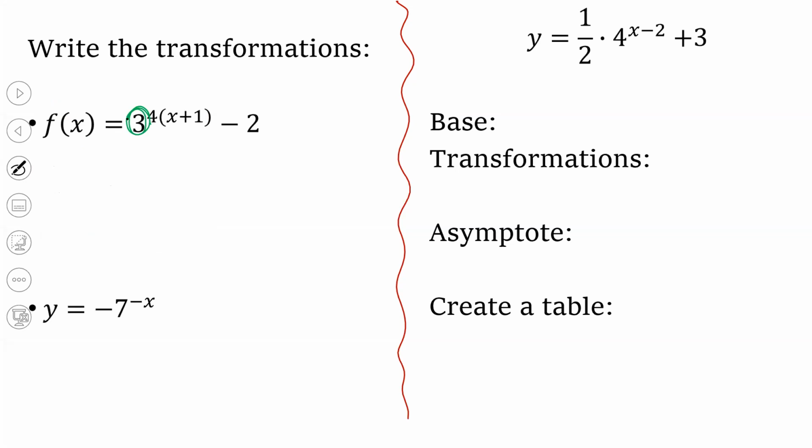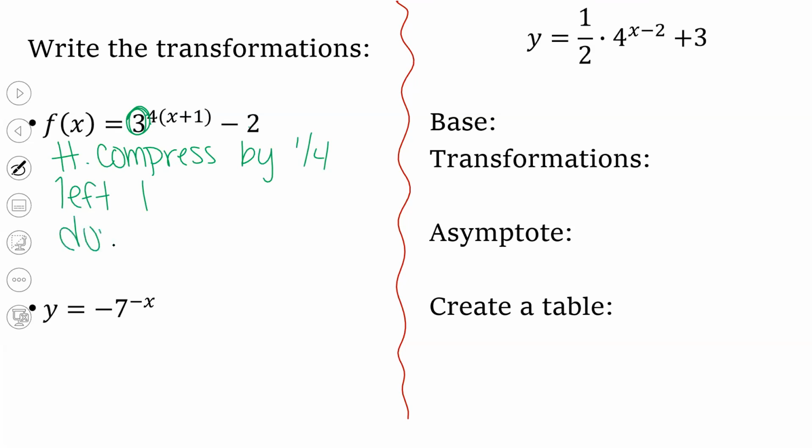I have a 4 in an exponent. What does that 4 mean? Who knows? Not one person in here knows what that 4 means. Horizontal compressed by 1/4. Very good. What does the +1 on the inside mean? Left 1. And what else do I have? I have a -2 on the outside. So what does that mean? Down 2. Very good.